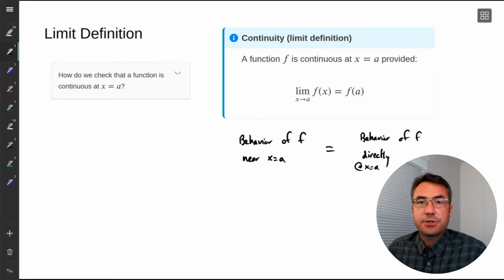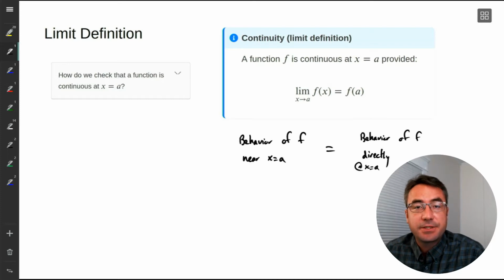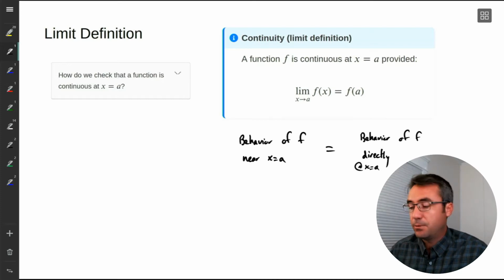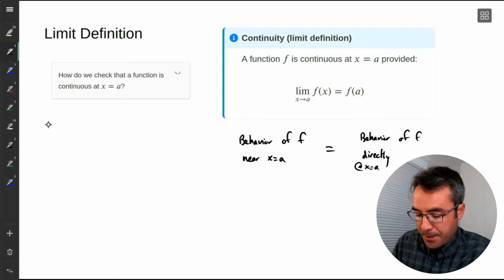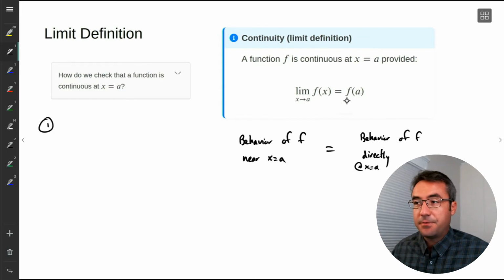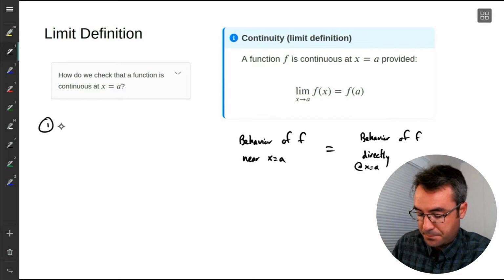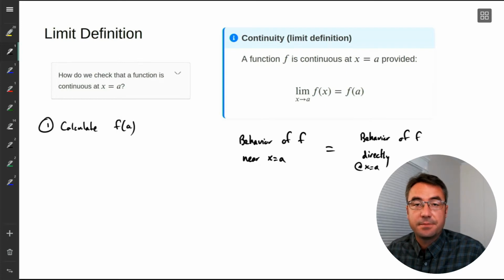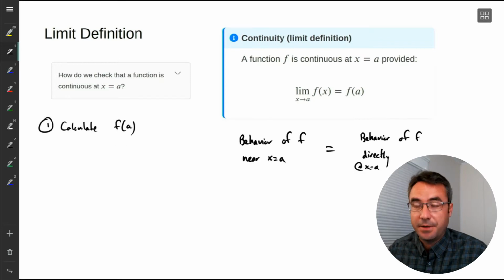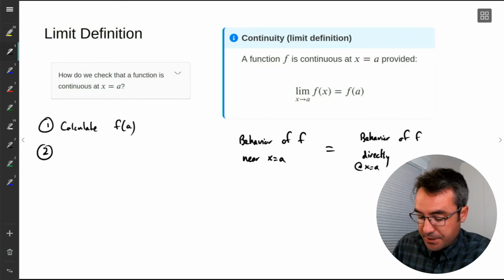All right, so how do we actually check this though? We're given a function. How do we actually check that it's continuous at x equals a? Well, there's a few things we need to do. Step one, the function actually has to be defined there. So we need to calculate f of a. It needs to be defined. And this is normally the easiest thing to do, to figure out if our function is defined there. Then step two is to calculate the limit.